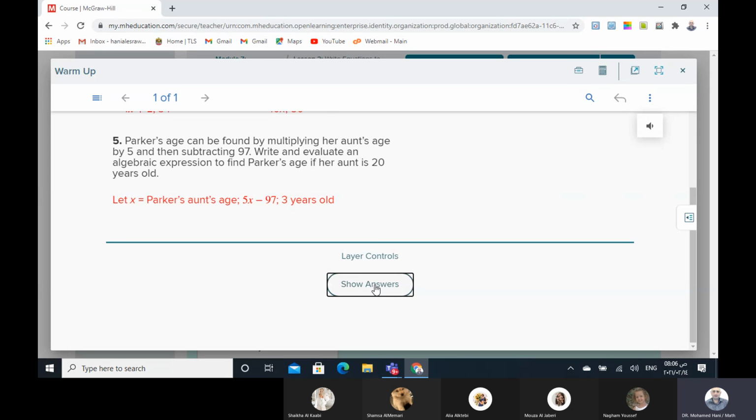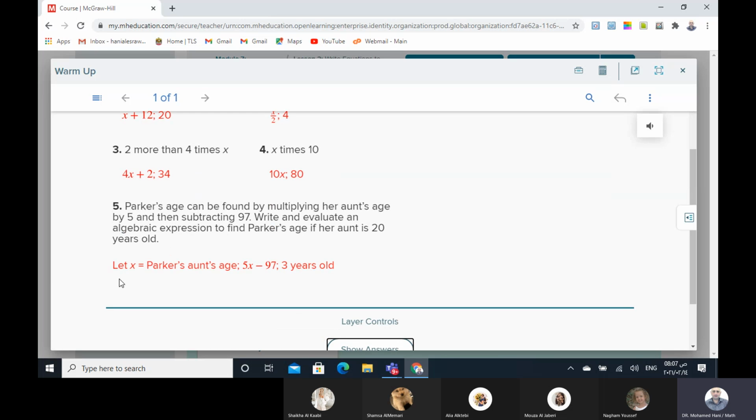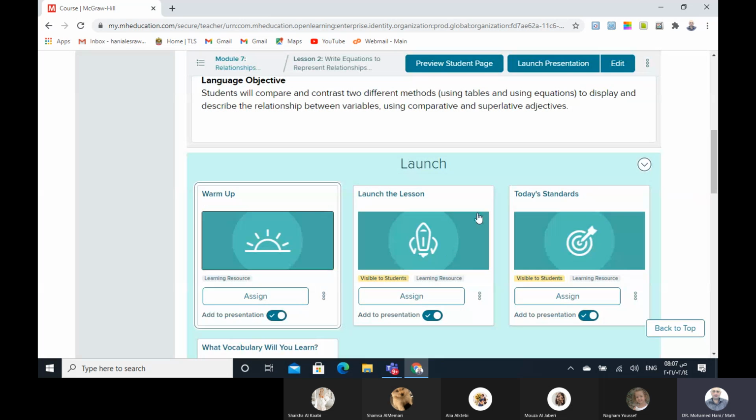Check with me the answers. Here x plus 12 and the value 20. Here x divided by 2, x over 2, the value will be 4. Here 4x plus 2 and the value 34. Here 10x and the value 80. And here the expression 5x minus 97 and the value will be 3. Who has any question here? Okay.